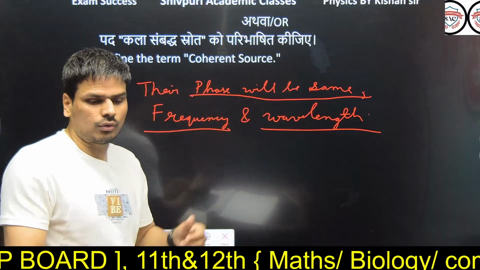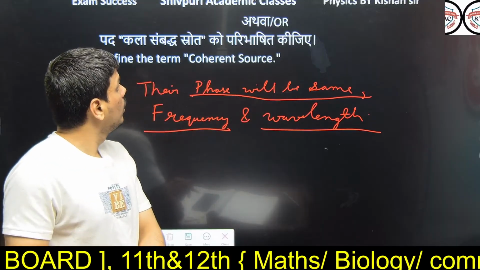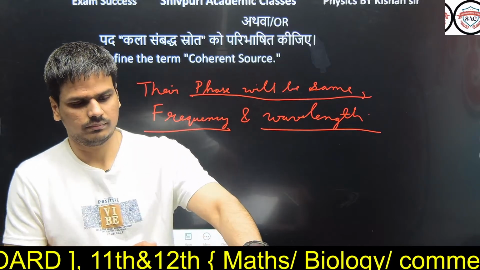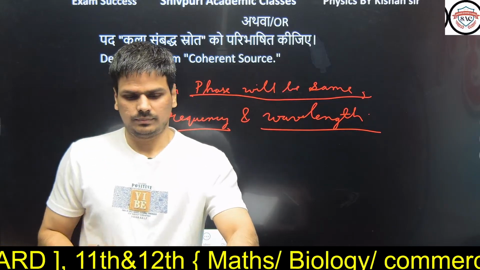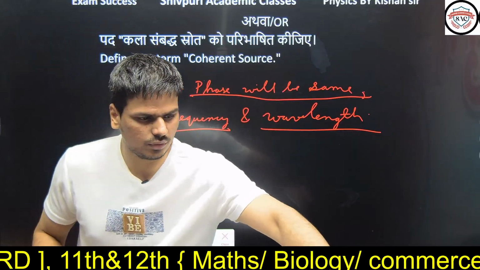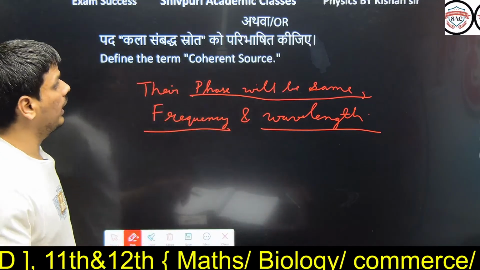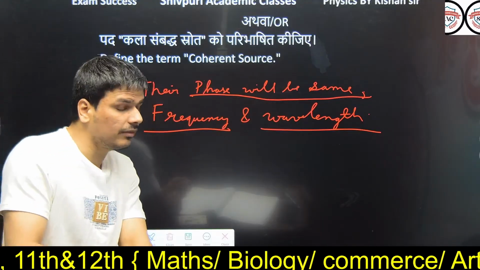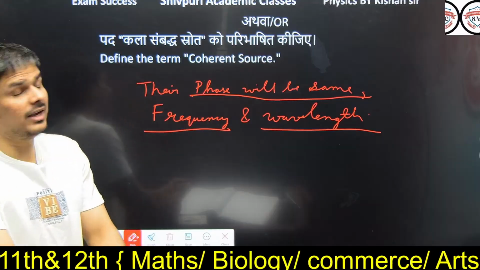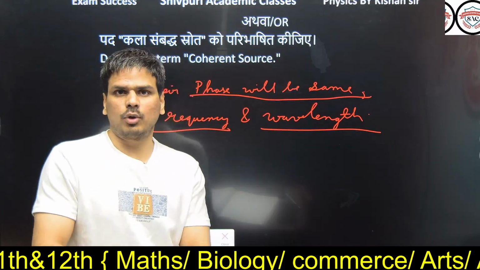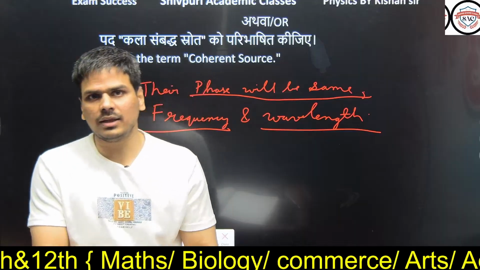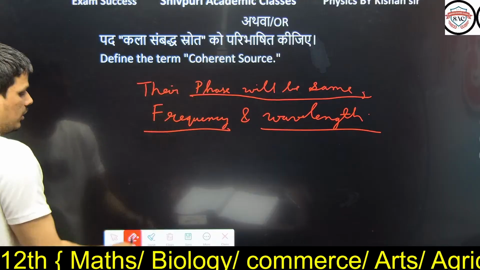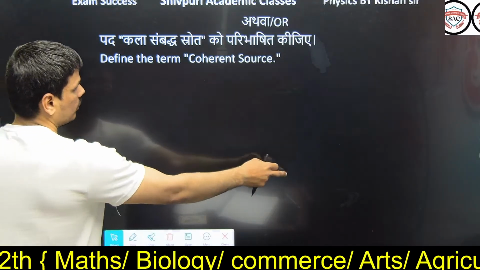So for any two sources to be coherent, their phase will be the same, their frequency will be the same, their wavelength should be the same, and they have to propagate in the same direction. And if they propagate in the same direction, then we can obtain the interference pattern of light. So this is the definition of the term coherent source.